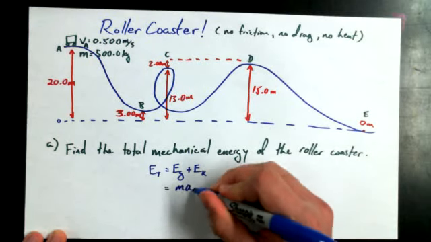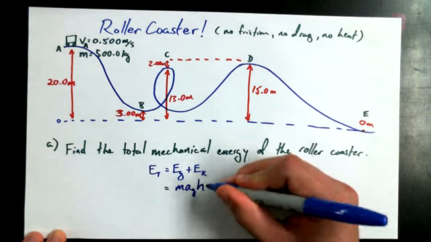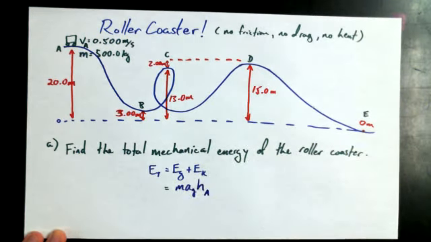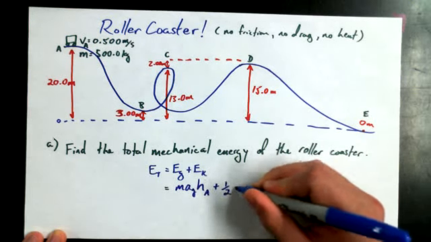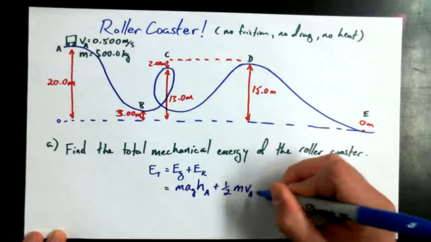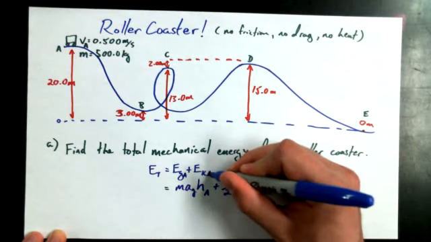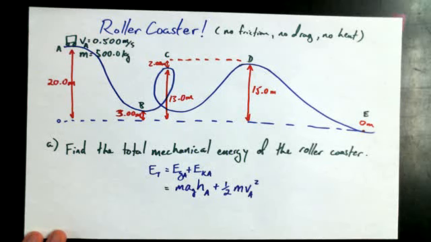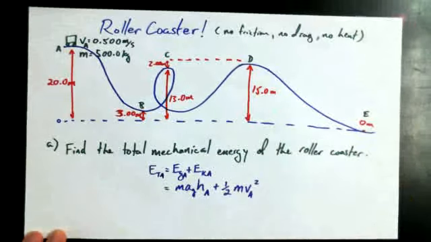EG is mass times acceleration due to gravity times, I'm going to write h for height instead of delta y from the baseline. I'm going to write h for height at position A. I'm being specific here. Plus 1/2 mass times velocity at position A squared. So really, this is EGA and EKA. And assuming that there's no energy loss in this system, E total would remain the same. But let's be specific here: E total at position A.